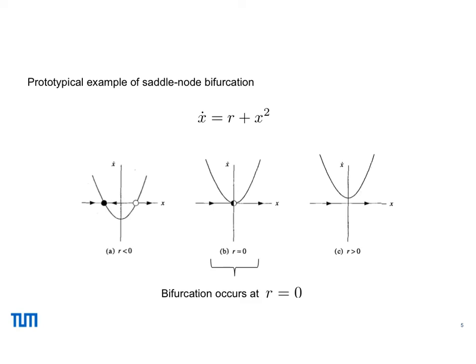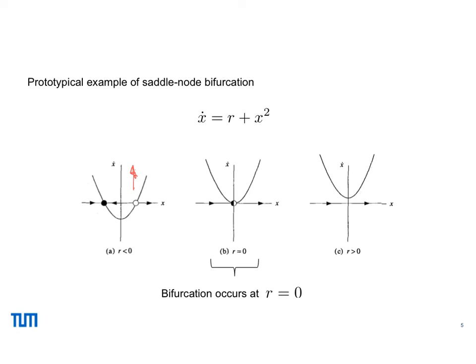Now imagine that you are starting from a negative value, and little by little you're increasing r. The function is actually moving upwards, like this, the whole function. Then there's going to be a moment in which these two fixed points get closer and closer until they collide, creating the so-called half-stable point. This is something I explained last class: it is a repeller from one side and an attractor from the other side.